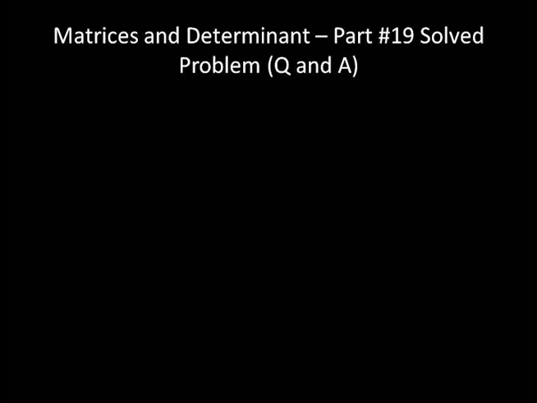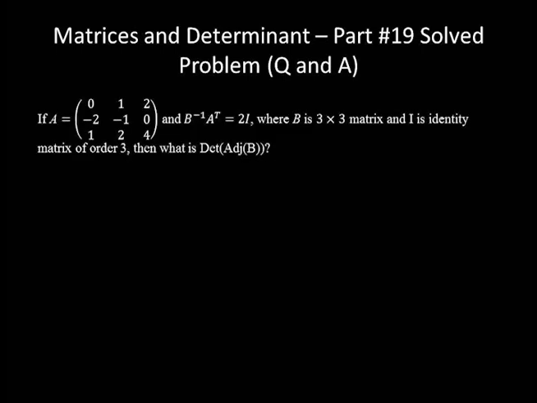In this part, we will see how to find the determinant of the adjoint of a 3 by 3 matrix, of which the elements are not yet given. If matrix A is a 3 by 3 matrix of the form like this, and B inverse times A transpose equal to twice of identity matrix, where B is a 3 by 3 matrix and I is identity matrix of order 3, then what is the determinant of adjoint of B?